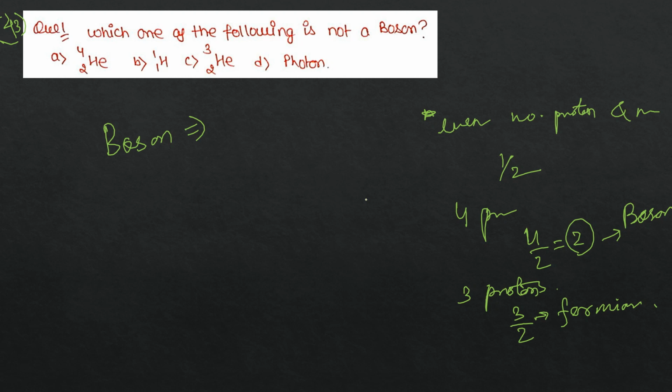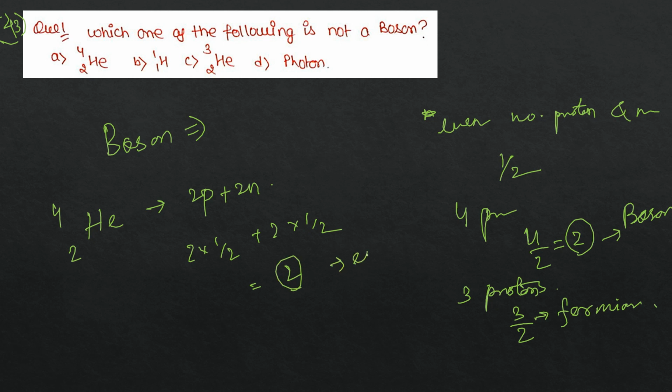So for helium 2 4, the number of protons is 2 and the number of neutrons is 2. So 2 into half plus 2 into half, spin is 2, so spin is even. So this is your boson, isn't it? Now hydrogen 2, 1 proton and 1 neutron, that means 2 overall, so that will be even also.